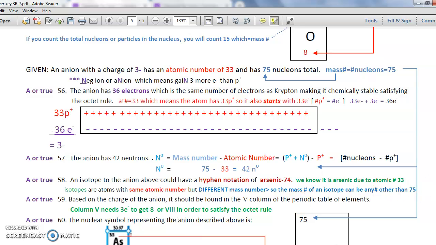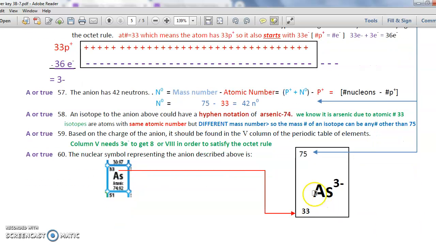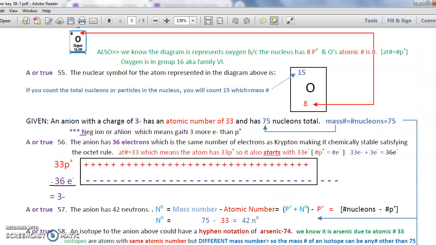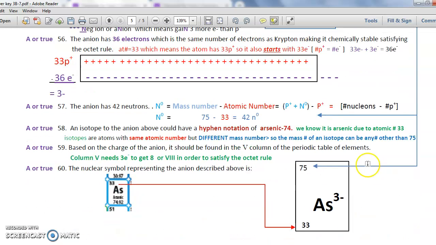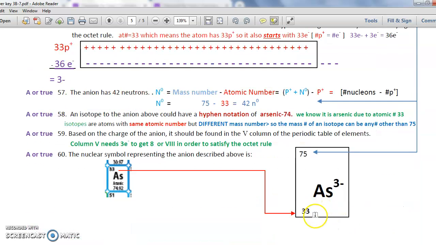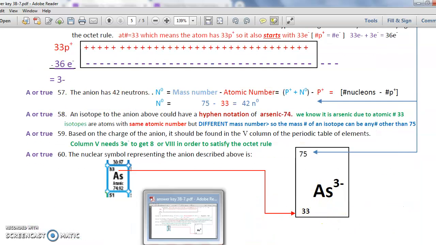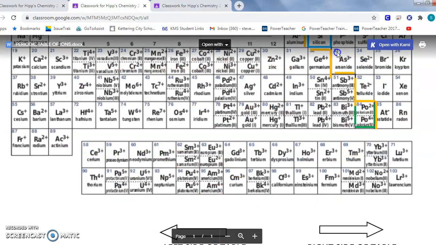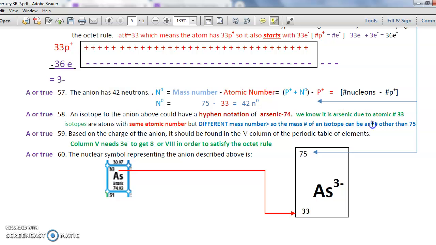All right, our final question, number 60. The nuclear symbol would have 75 in the upper left. Sure, it would be 75 in the upper left because it has 75 for its mass number, 75 particles in the nucleus. That's what goes in the upper left. In the lower left is the atomic number. They told us right out of the gate that the atomic number was 33. That goes in the lower left. We had to look on the periodic table to see that anything with an atomic number of 33 is arsenic.